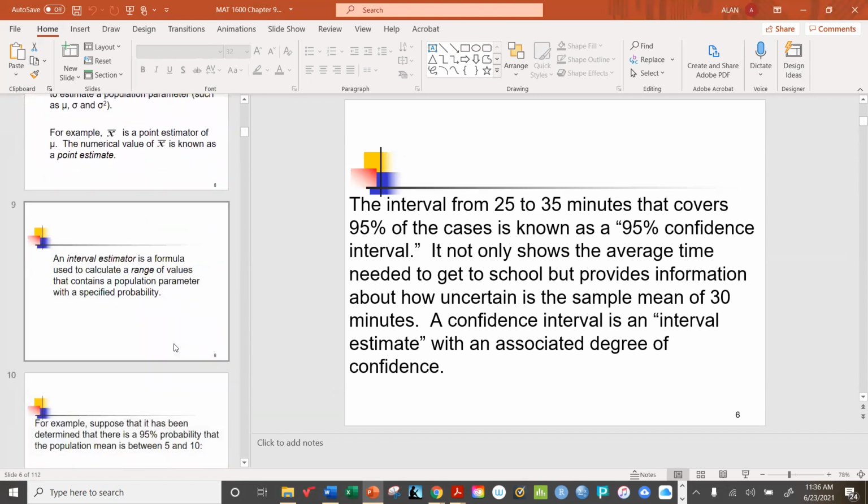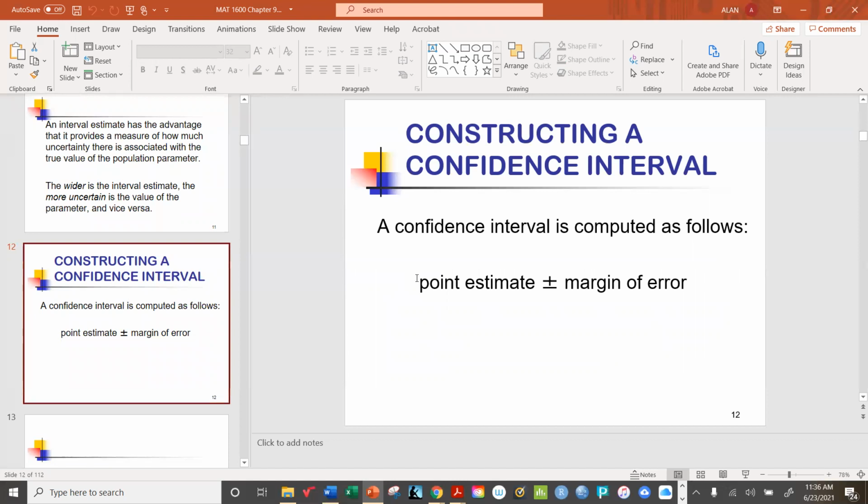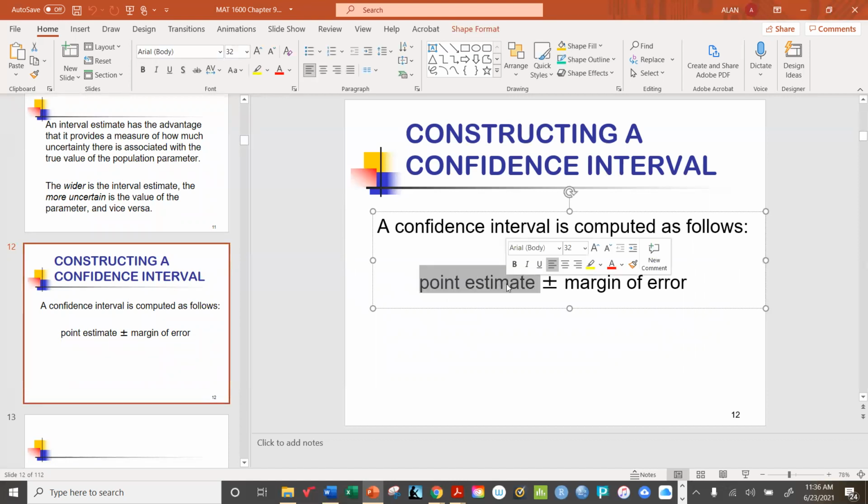Now, let's jump ahead a little bit here. How do you construct a confidence interval? In other words, what exactly happened here? Where did we get these numbers from? Well, we always do it in the following way. We start out with a point estimate like the sample mean, and then we both add and subtract what we will call a margin of error. And that represents how uncertain this point estimate really is.